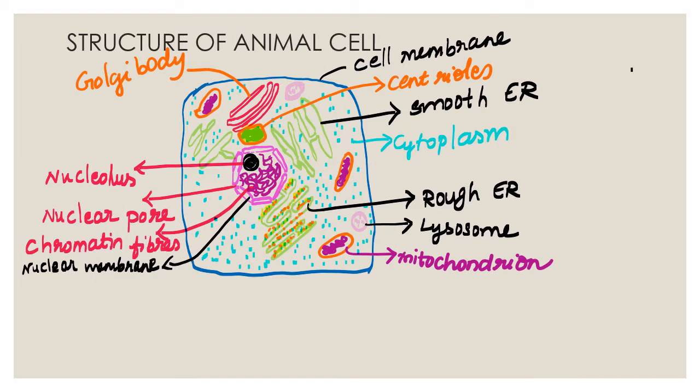This is the structure of animal cell. Each part has its own functions. So we can see there is no cell wall present here and other components which is present in animal cell are performing its own functions that we'll be discussing later.